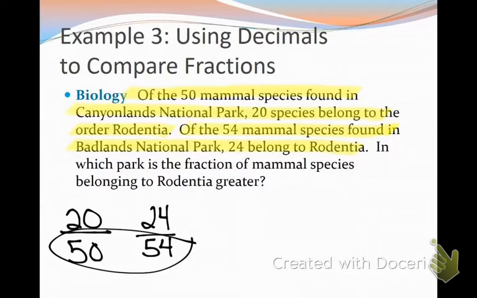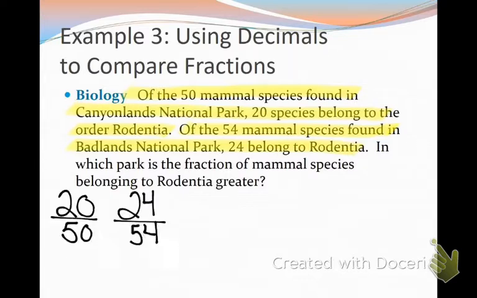So what we could also do, since we just did some conversion, is convert these fractions to decimals. That is a much simpler way of comparing them. So go ahead and convert 20 over 50 and 24 over 54 to decimals. So 20 over 50 as a decimal is what? 0.4. And 24 over 54?